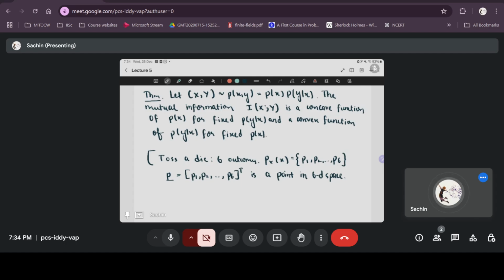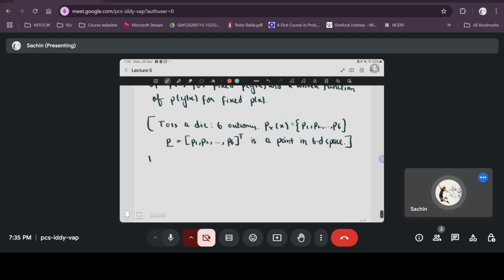So once P of x is fixed, you can vary the distribution of y given x to vary the joint distribution of x and y. So if you fix P of x, then the mutual information is a convex function of P of y given x. Conversely, if you fix P of y given x, then the mutual information is a concave function of P of x.